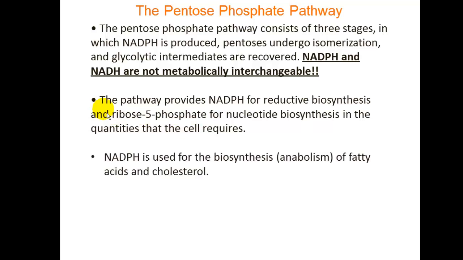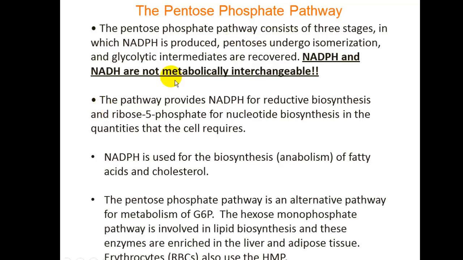NADPH, which is generated by the pentose phosphate pathway, or the hexose monophosphate shunt, is used to make cholesterol, fatty acids, neurotransmitters, reductive biosynthesis. And this pathway is found in a lot of cells. Many cells are dependent and are enriched in this pentose phosphate pathway. Many consider it as an alternative to glycolysis. You get here fructose 6-phosphate and glyceraldehyde 3-phosphate is one of the products.